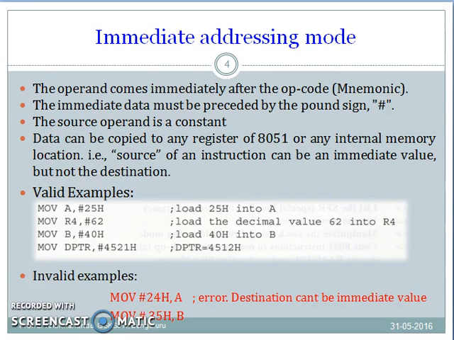immediately in the instruction itself. Some valid examples of the immediate addressing mode would be MOV A, #25h. That means you copy the value 25h into the accumulator of the 8051. The only constraint we have here is that the destination of the instruction cannot be constant data. Only the source can be the constant data. So you can copy the constant data into a register or memory, or you can add this data to a register like the accumulator. All these examples would be valid for the immediate addressing mode.